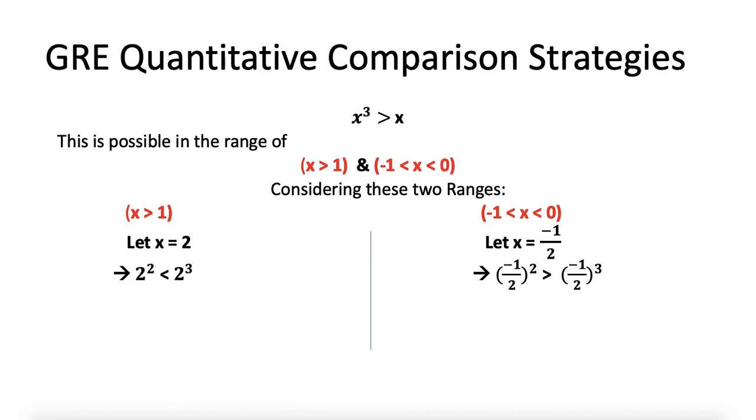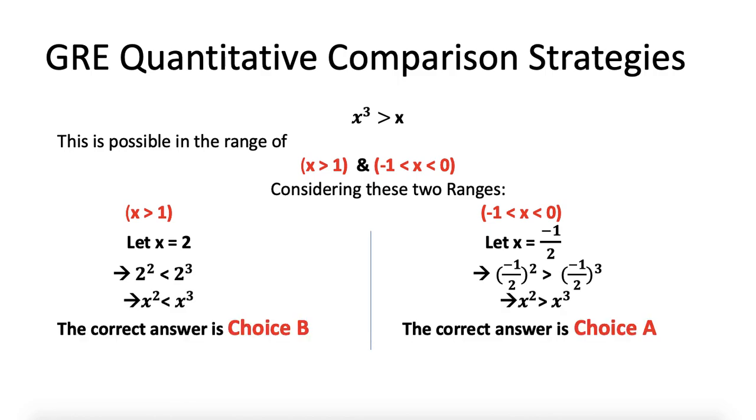And now if I compare, quantity A is x square and quantity B is x cube. So in the first scenario, 2 cube is greater than 2 square, and in that scenario quantity B is greater. Now if I see the other scenario, we have x square and x cube. So straightforward, quantity A is greater, because an even power of a negative number always results in a positive number. That's why in this scenario quantity A is greater. So in one scenario B is greater, in another scenario A is greater. That's why the answer to this is choice D.